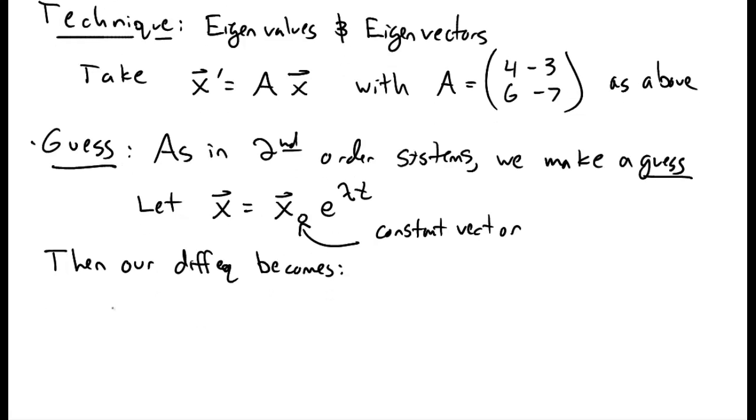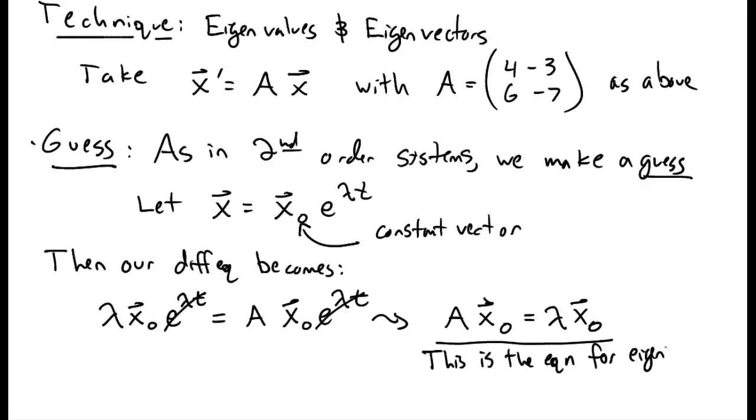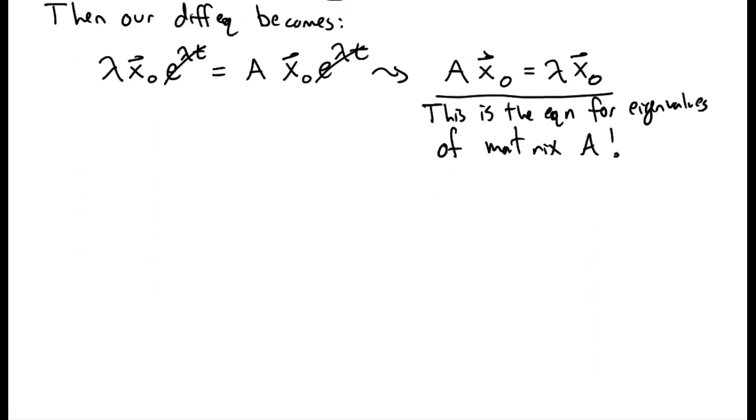So we plug this into our differential equation, and it becomes lambda x naught e to the lambda t is equal to A x naught e to the lambda t. We can cancel out the e to the lambda t's, but not the x naught vectors. And we get the matrix equation A x naught is equal to lambda x naught. This should look really familiar. This is actually the equation for an eigenvalue of the matrix. That's what we define to be an eigenvalue of the matrix. So let's solve this equation for the eigenvalues lambda, which is after all why we called it lambda.